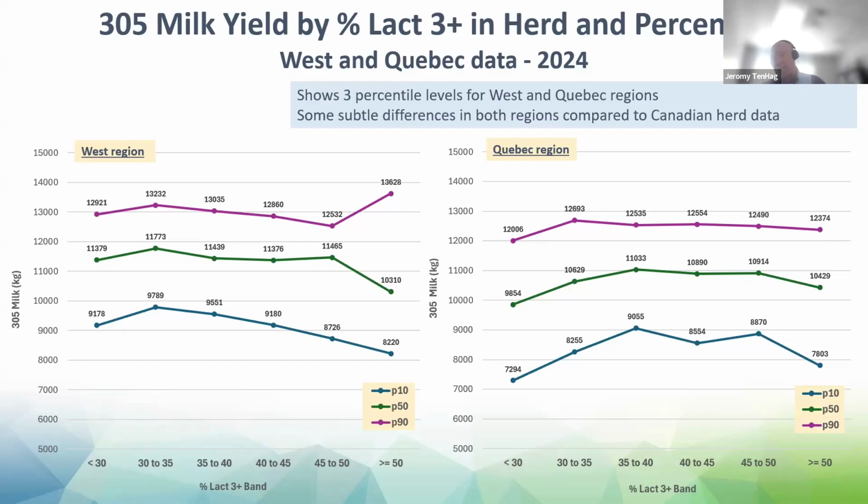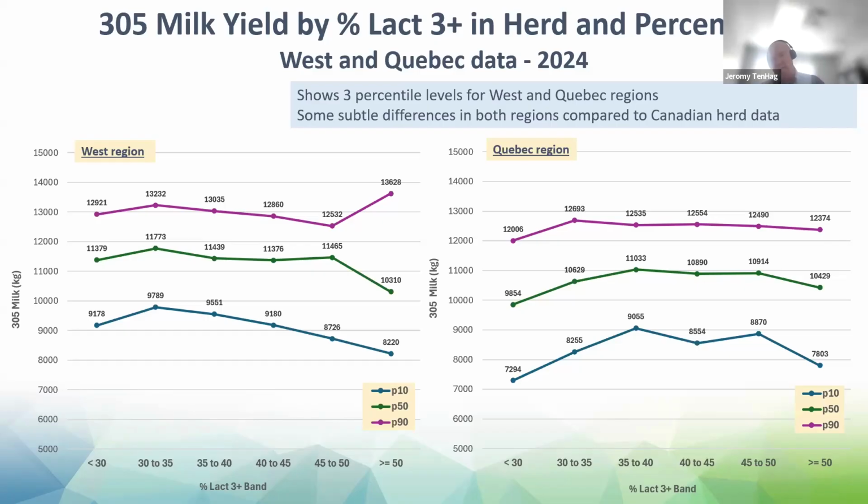And you can see that at the 50th percentile, or the middle line, which is green, and the low productivity numbers in the dark blue line, in both regions, the pattern is the same, really. Less than 30% of the herd lactation 3 plus, or more than, for sure, 50% of the herd with lactation 3 plus. That's where we see the bigger drop-offs. And then the 4 categories in between, a bit of variability, but they're similar.